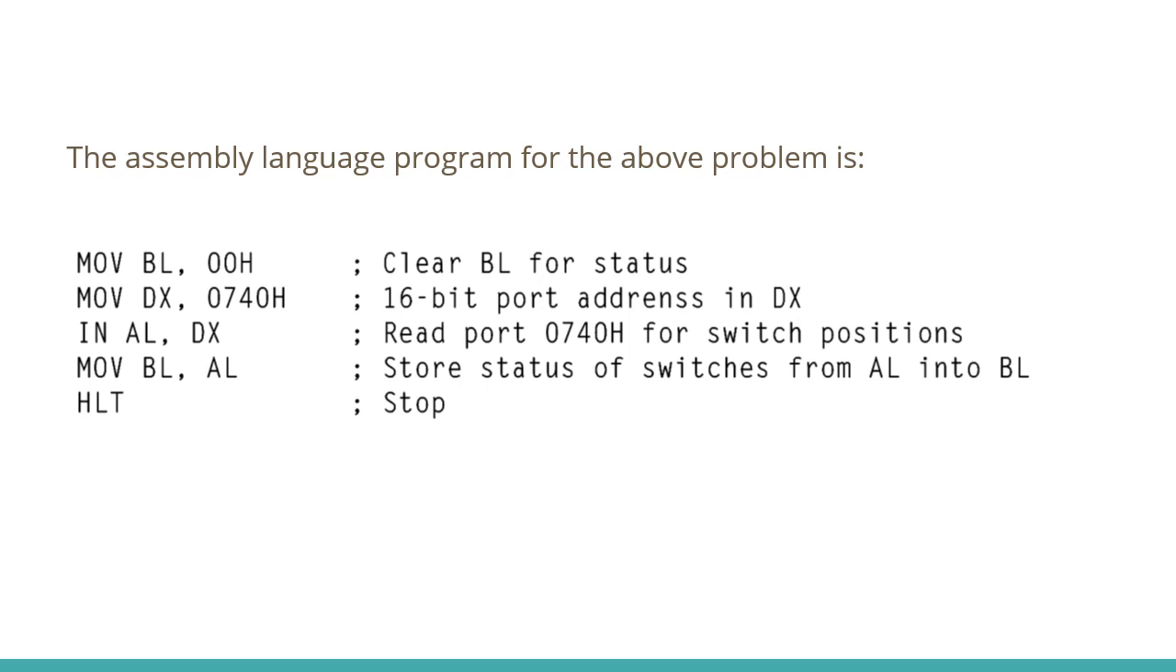So after executing the program, the LSB bit of BL will correspond to the status of SW1 switch, and likewise the MSB of BL will correspond to the status of SW8. The 1 indicates on or shorted switch and the 0 indicates an off or open switch.